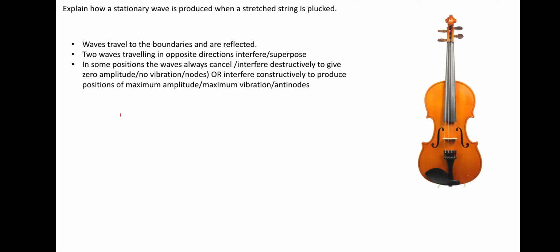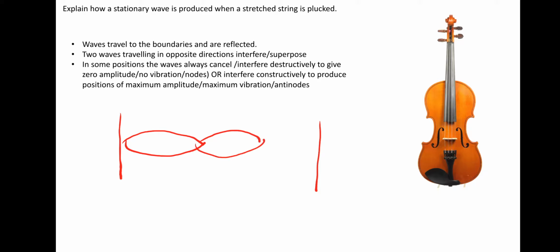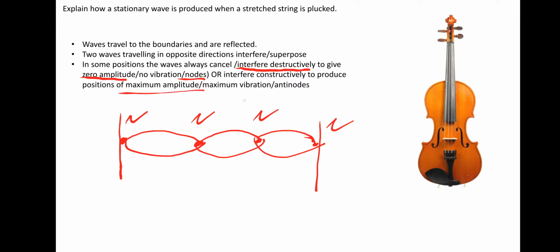So, quick reminder. Let's draw the second overtone. These positions are where we get interfering destructively to give zero amplitude, and we call these nodes. So each of these circles that I've drawn is a node, and then we also get positions of maximum amplitude or maximum vibration, the antinodes. So that's this region of space.